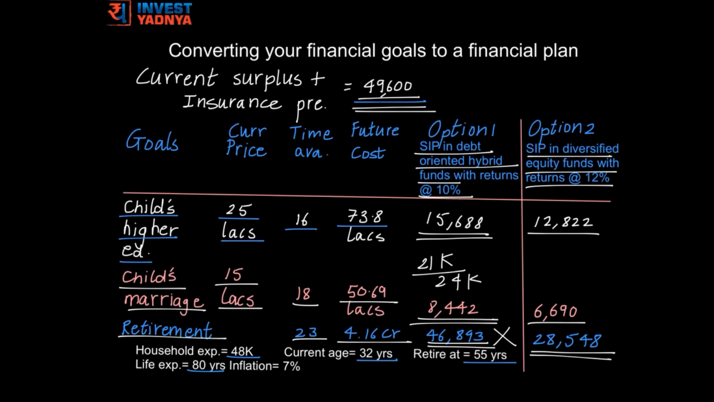But the difference is also minimal. It is just 3,000. So either Parul and Puneet can work on their household expenses to bring it down by 3,000 rupees, or they could straight away choose option 2 in the remaining two goals as well.